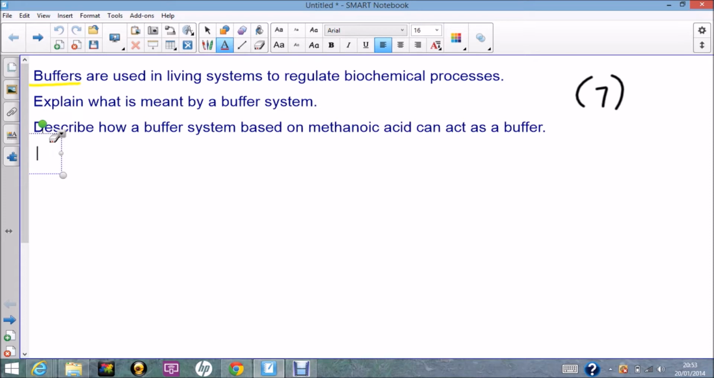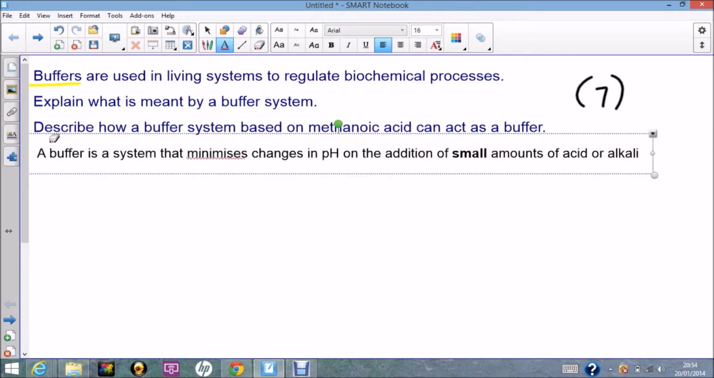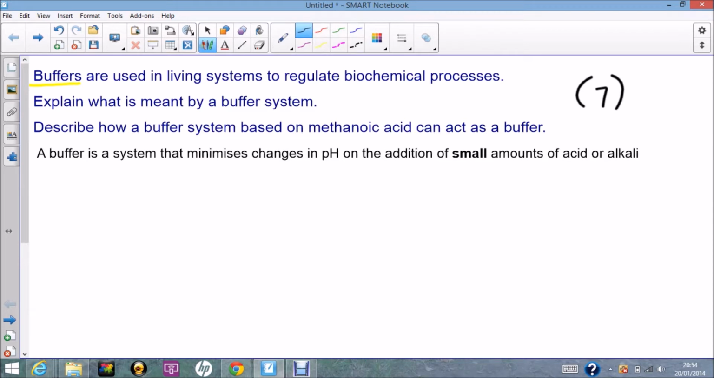So the first thing we're going to do is write our definition. I'll get 2 marks for this definition. 1 is for saying a buffer is a system that minimises changes in pH, so that bit will be 1 mark. And then on the addition of small amounts of acid or alkali, once again please do say small there, and that will be 2.